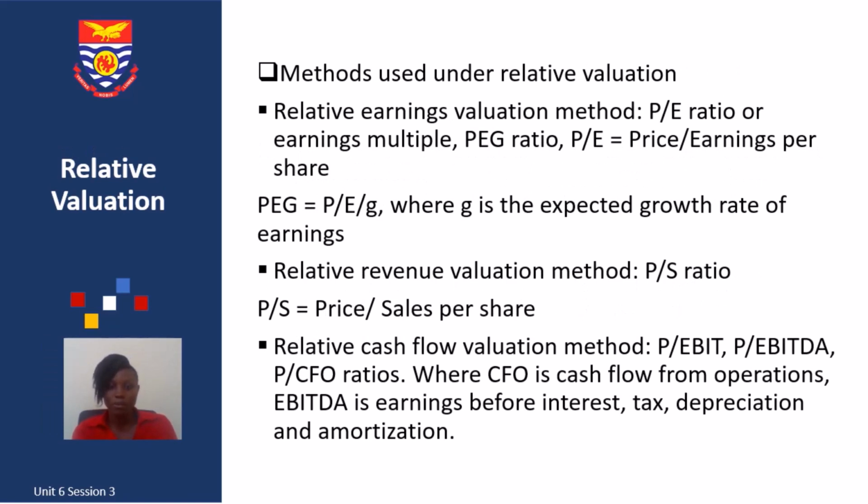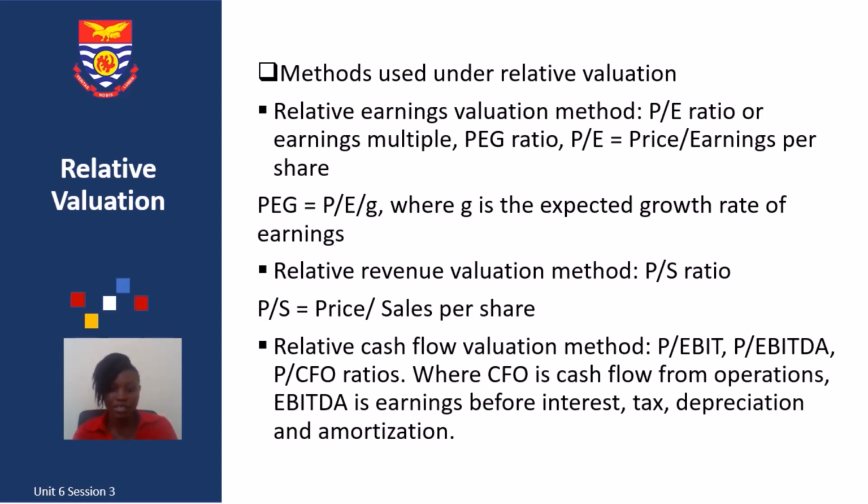There are several methods that can be used under relative valuation. The first one is the relative earnings valuation method, where you can use the PE ratio, or earnings multiple, or the PEG ratio. The PE ratio is simply the price earnings ratio, that's the price of the stock divided by the earnings per share. And we have the PEG, where the G represents the expected growth rate of earnings.